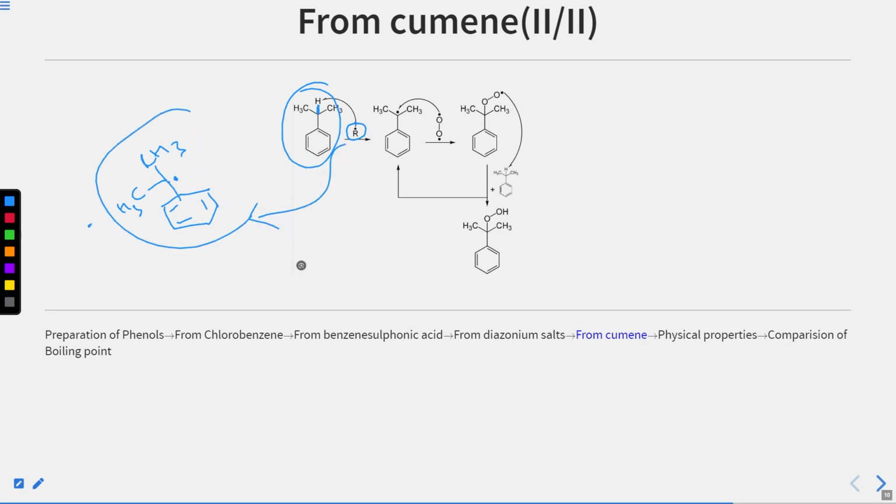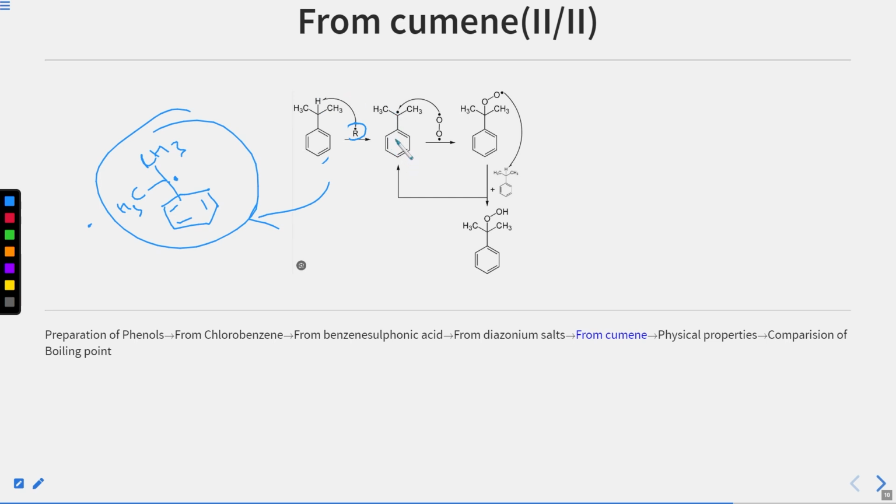And why is it stable? Because it is resonated throughout the ring. So it is stabilized by phenyl. First of all, this radical is formed. Now what does this radical do? Or we can take any radical. Now this radical takes one hydrogen from here.